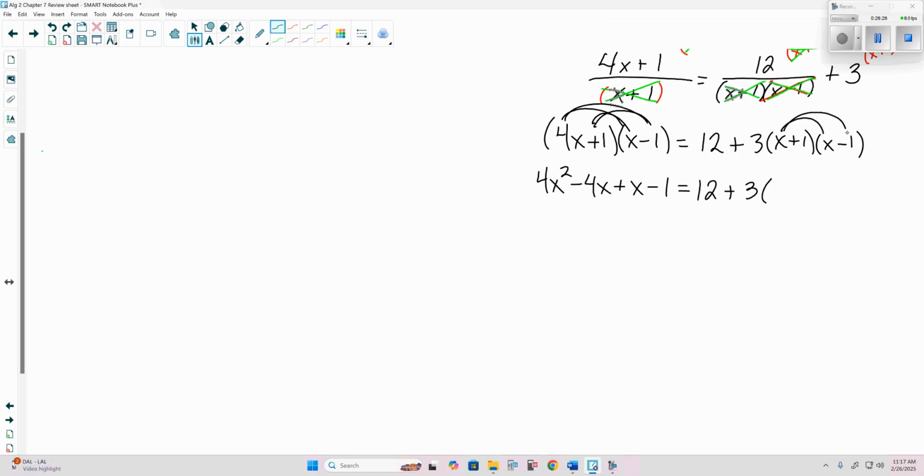On our other side, we're going to multiply our x plus 1 and x minus 1. X times x would give us x squared. X times negative 1 would give us negative x. 1 times x is going to give us plus x. And 1 times negative 1 is going to give us our negative 1. Questions on this here before we start combining like terms?